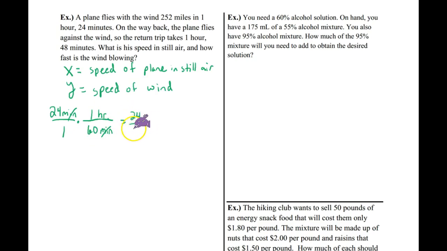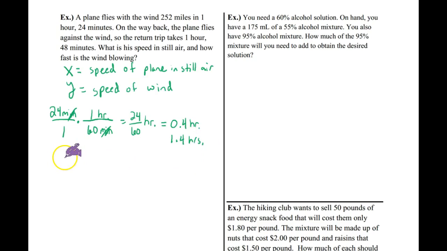Now I have 24 divided by 60. The minutes divided out, those units are gone, and I only have hours. And since this divides out nicely, 24 divided by 60 is 4/10. I'm just going to leave it as 4/10 of an hour. So I have 1 hour already plus 4/10 of an hour. So this part of the trip took 1.4 hours.